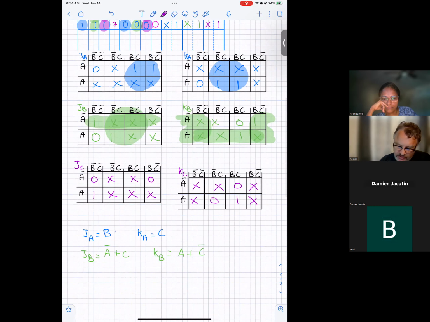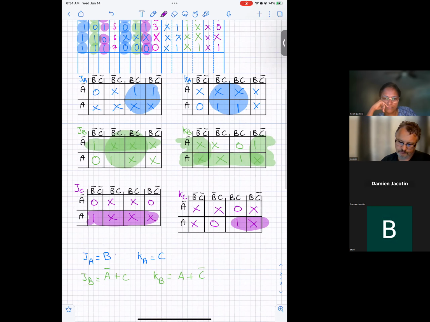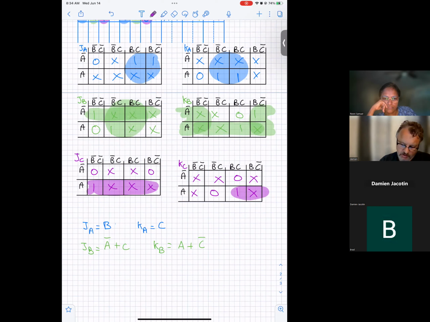So for JC, I think that this one will be most appropriate. And for KC, we're going to have to group those two like that. Okay. Which means that JC is just going to be A, and KC is going to be equal to A and B. Just AB.